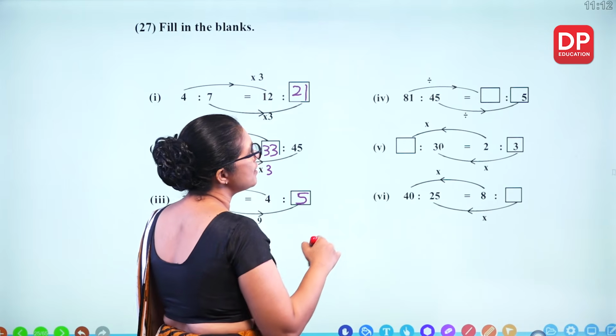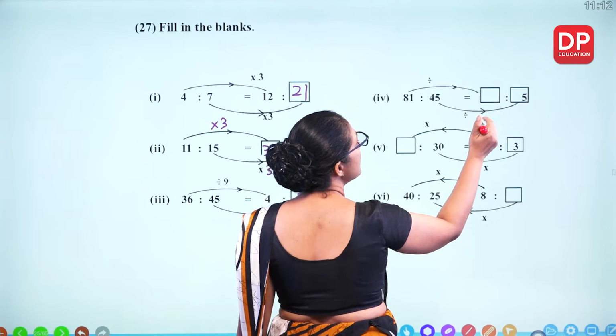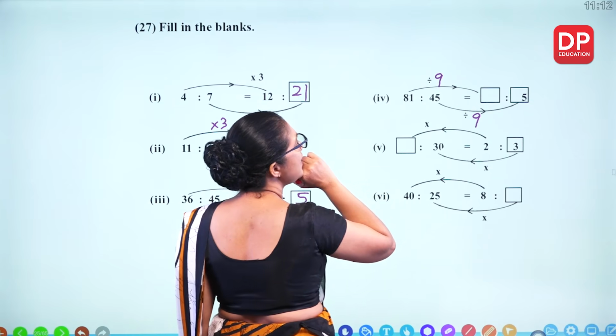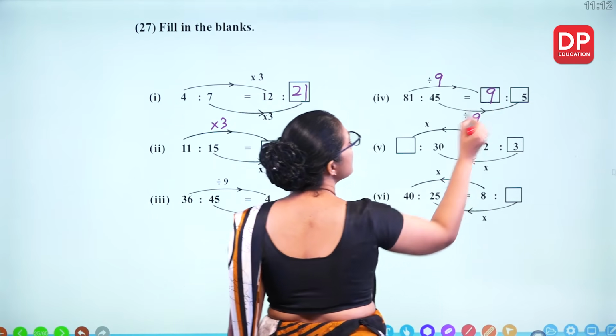Here you need to identify 45 to 5 divided by 9. So you do the same thing, divide by 9. 81 divided by 9, that's 9.